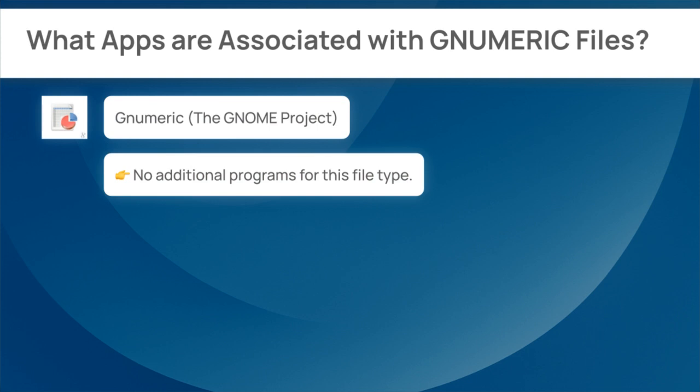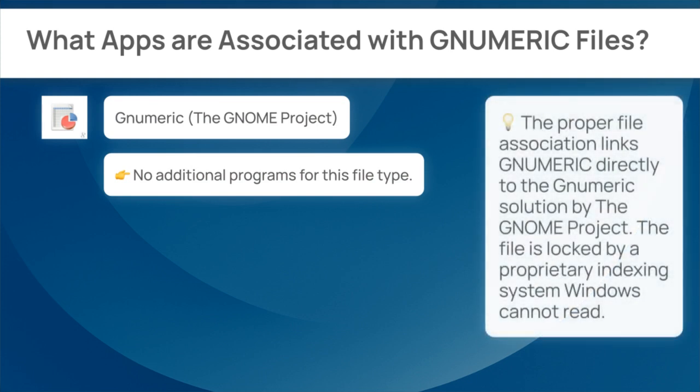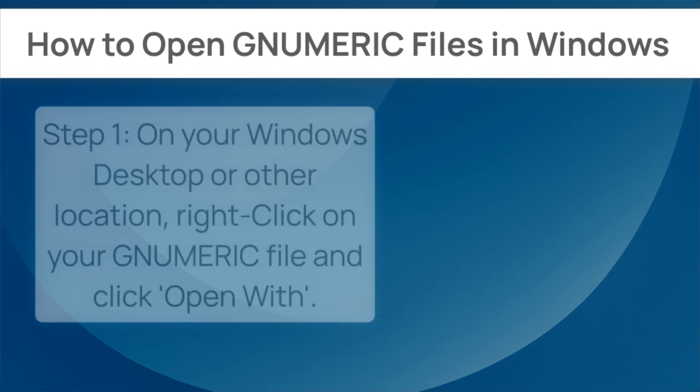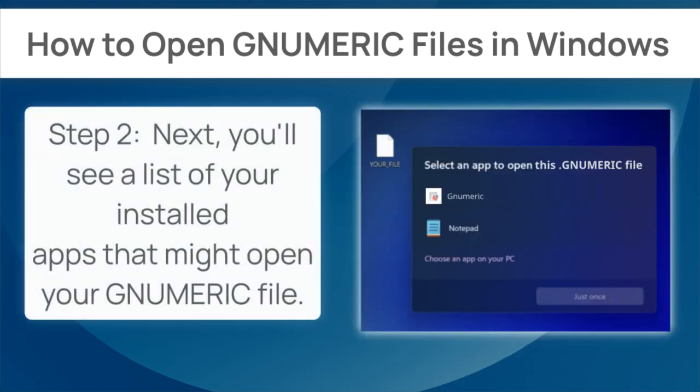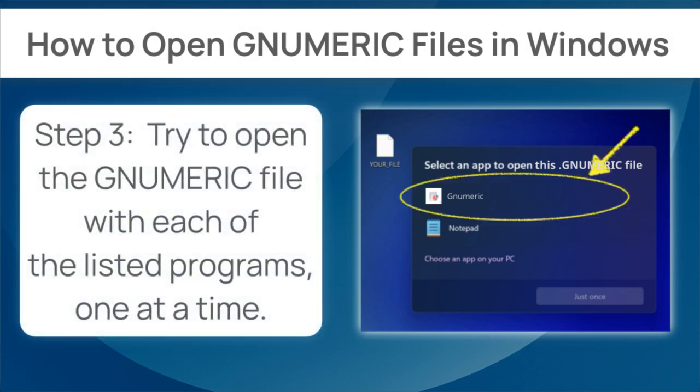The file is locked by a proprietary indexing system Windows cannot read. Windows cannot interpret business logic or formulas accurately, so proper analysis requires a spreadsheet app. To circumvent the initial application error, right-click the Gnumeric file and choose Open With. Prioritize Gnumeric if available. If absent, choose another application. We are looking for a successful file association.